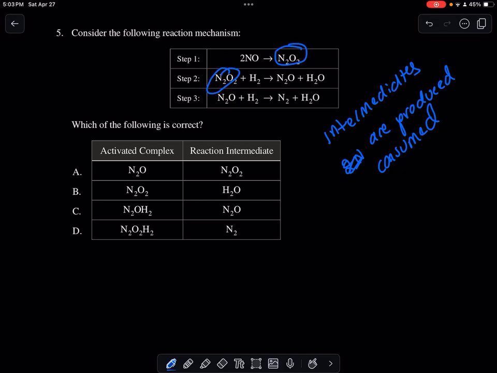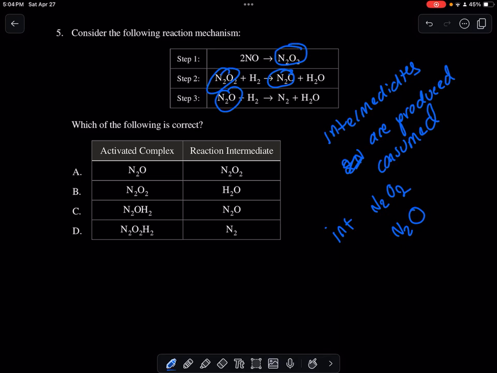So in this case, our intermediate is going to be what? Pause the video and see if you can figure it out. So we have some potential intermediates here. We have an intermediate here, and we also have another intermediate here. So our intermediates are N2O2 and N2O.